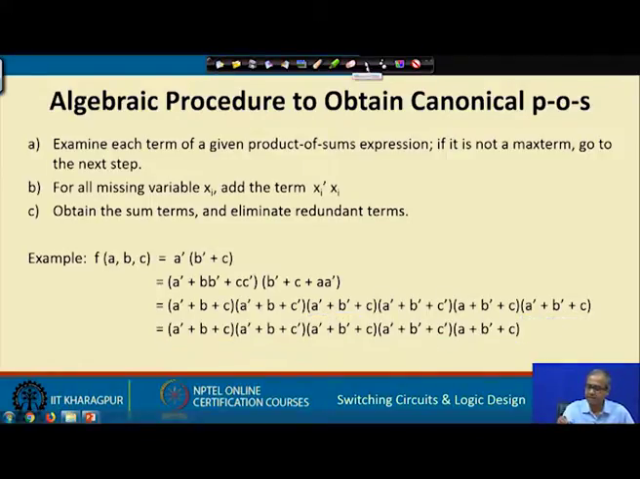So, you see that even using algebraic techniques, you can start with any given expression and find out either the product of sums, product of max terms, or sum of min terms. Both of them are canonical expressions of a function. All right.